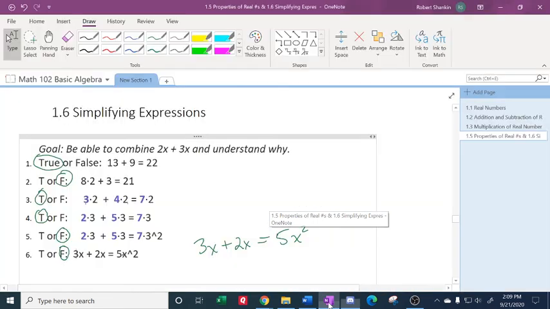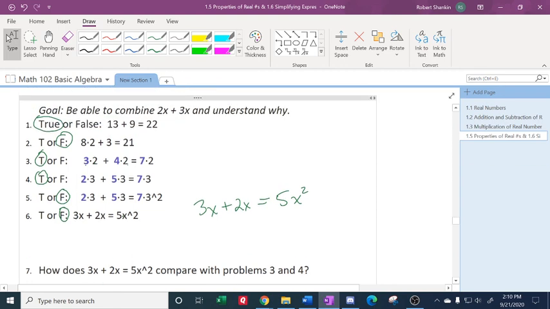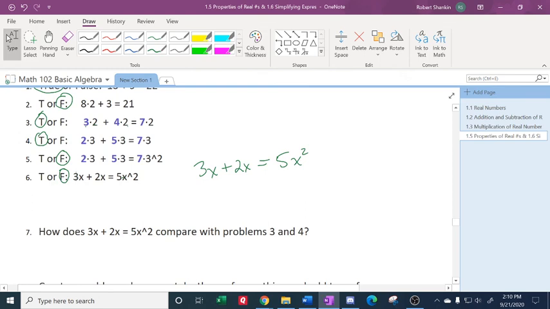Let's come back. All right, so this one is really following the pattern of 5, and so it's one of the reasons why it's false. So how does this compare with problems 3 and 4? It's not the same. We're not doing the same thing, because if we were following the pattern of 3 and 4, we'd have left this as x and we wouldn't have put the squared.